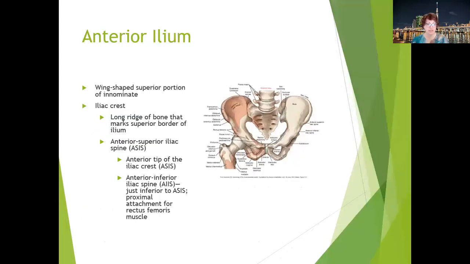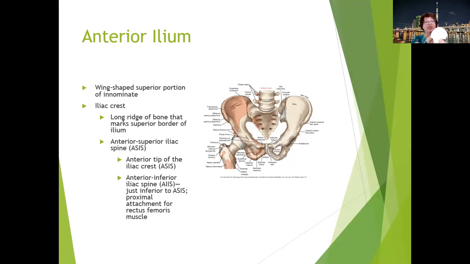So the ilium is the superior winged portion of the innominate bone. So it's this big curved portion. The iliac crest is the long ridge of bone that marks the superior ilium. So this is very palpable on human beings. You should be able to palpate the iliac crest. We often palpate the iliac crest because we're looking at whether or not your hips are level. We're looking for symmetry in the pelvis. And so not only is it easily palpable, it's often palpated.